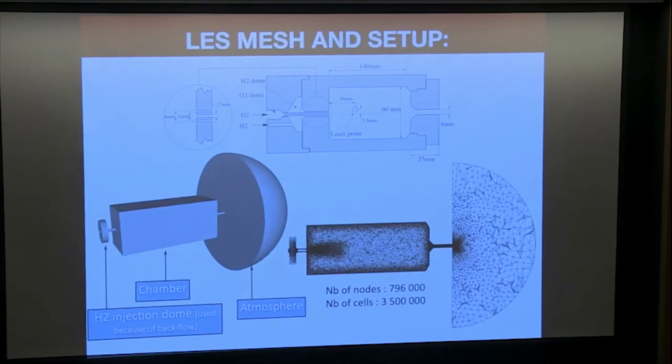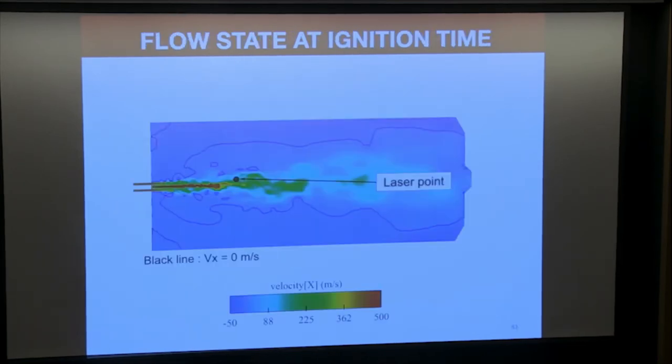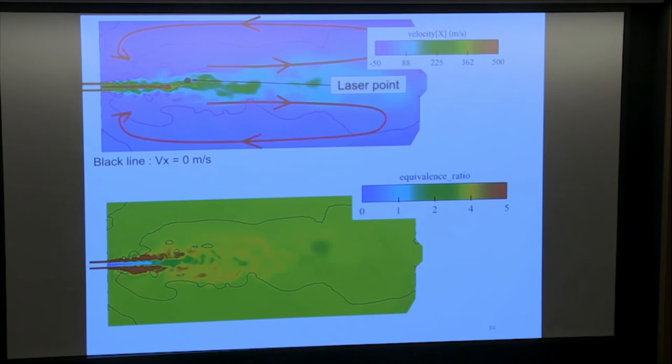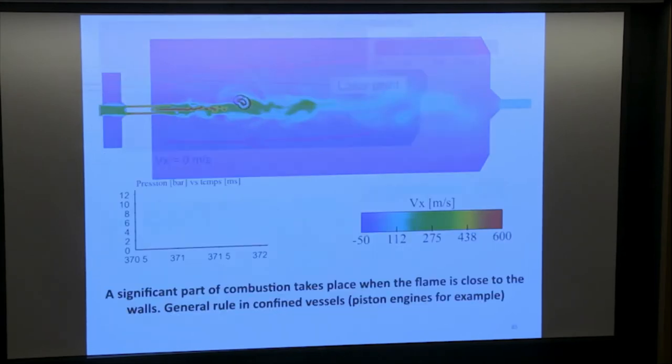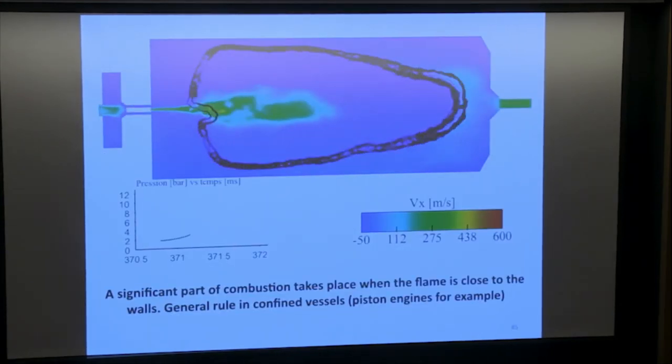This is the computation domain. Again, you mesh the atmosphere, so you don't have to worry about the boundary conditions. And you put a resolution here where you put the spark, and you can run this simulation. So you have the spark here. It's ignited by a laser. That's the velocity field, and you will see the pressure and the reaction rate here on this plot.